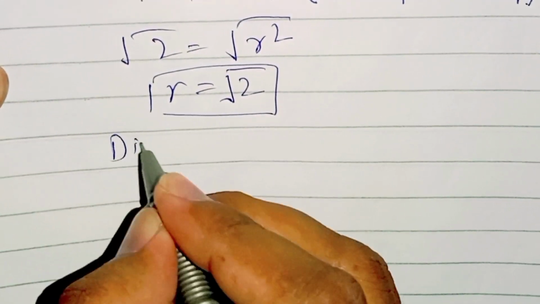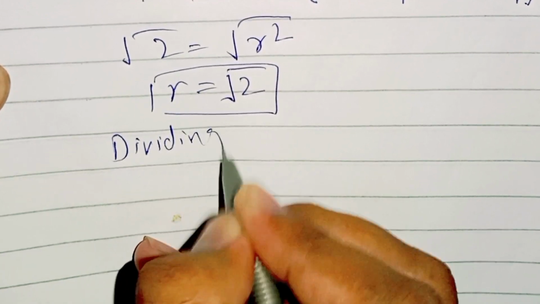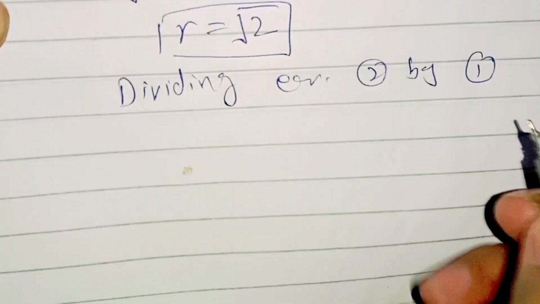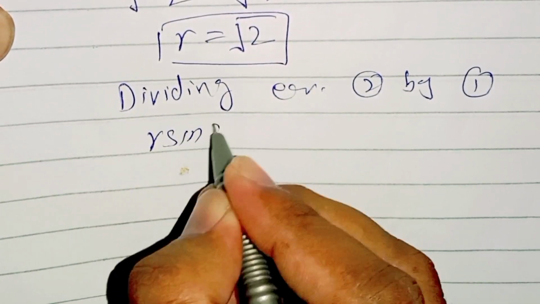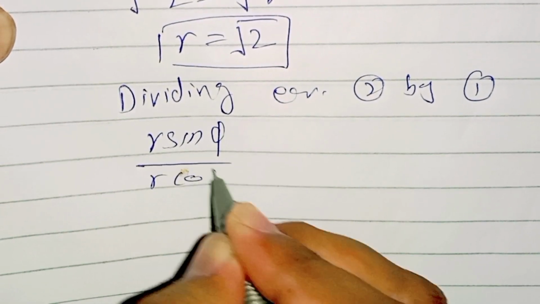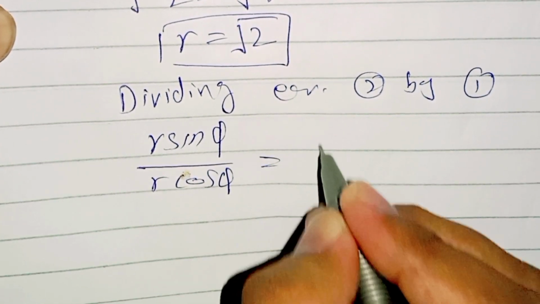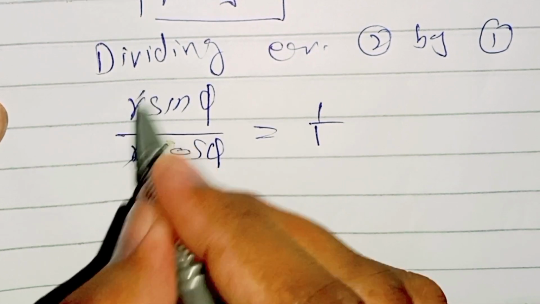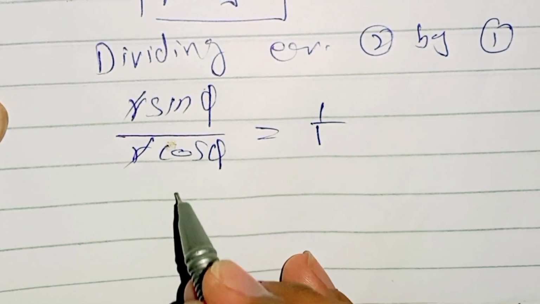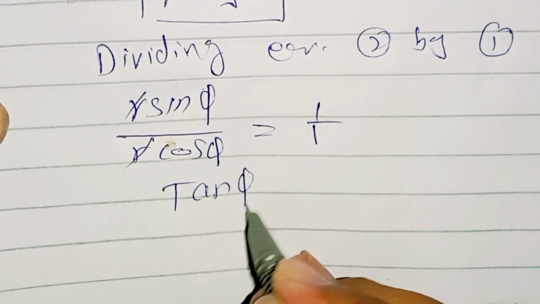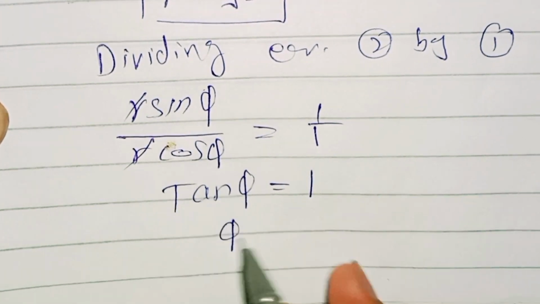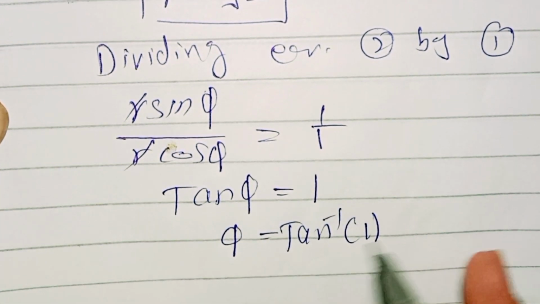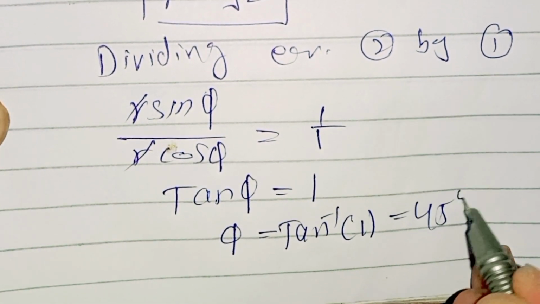Now dividing equation 2 by 1, we have r sin phi over r cos phi is equal to 1 over 1. r is cancelled out by r, and sin over cos is equal to tan phi is equal to 1, and phi is equal to tan inverse of 1, which is equal to 45 degree.